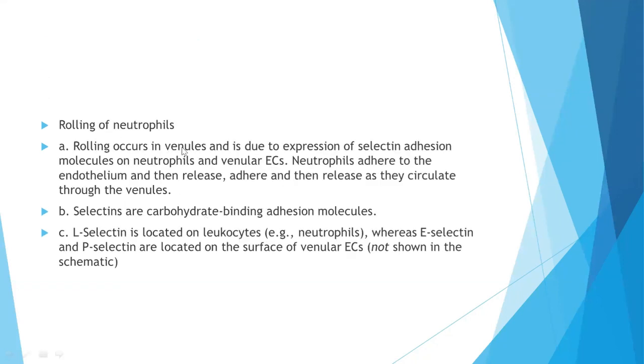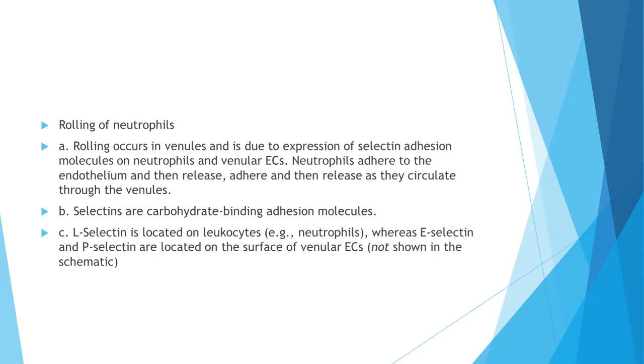No, there is rolling of neutrophils. Now, the rolling occurs in the venules and is due to the expression of selectin adhesion molecules on neutrophils and venular endothelial cells. The neutrophils adhere to the endothelium and then release as they circulate through the venules. So it is a continuous process. The selectins are very, very important in this process. So the L-selectin and P-selectin are important.